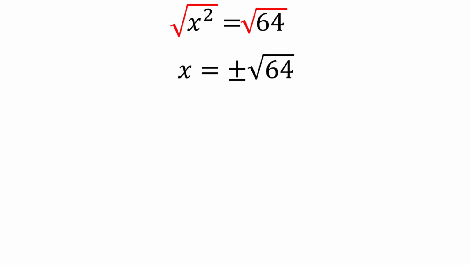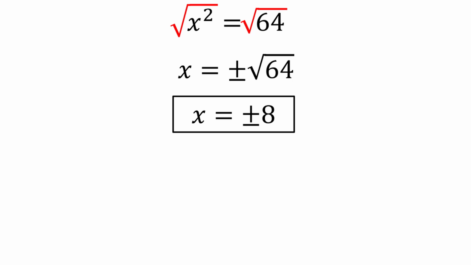The reason we need plus or minus is that there are generally two numbers that can be squared, both a positive and a negative number, that will result in any given positive number. In this case, the square root of 64 is 8, meaning either 8 squared or negative 8 squared will result in 64. So our answer is x equals plus or minus 8.